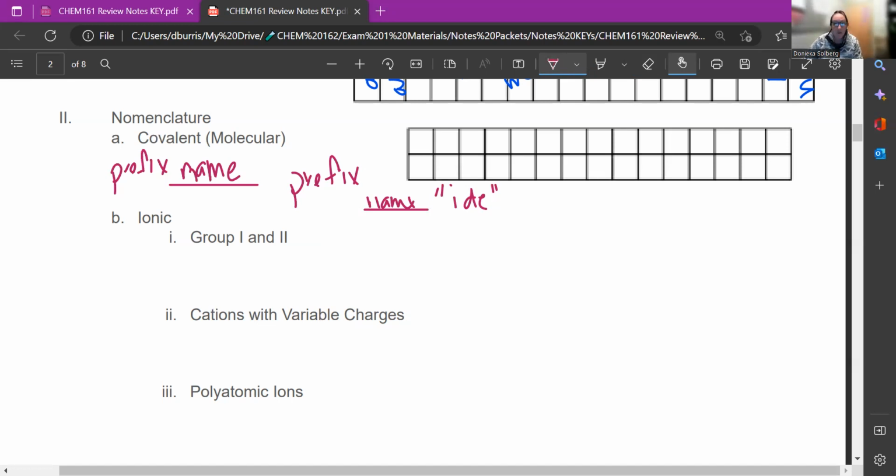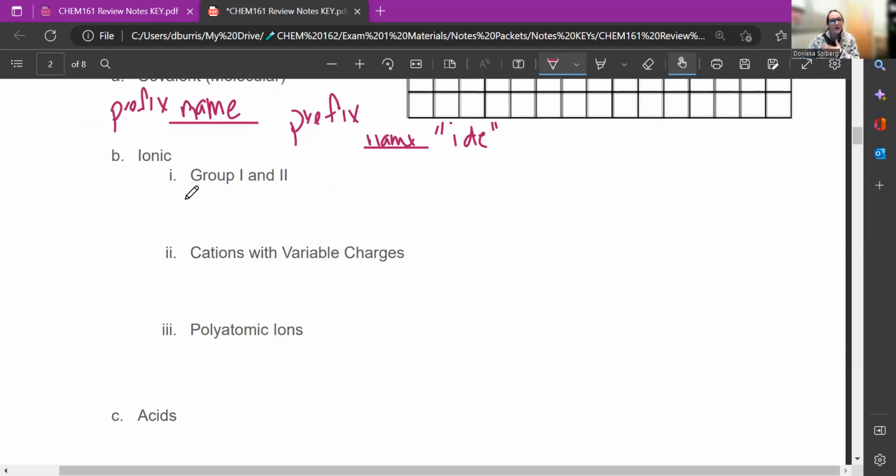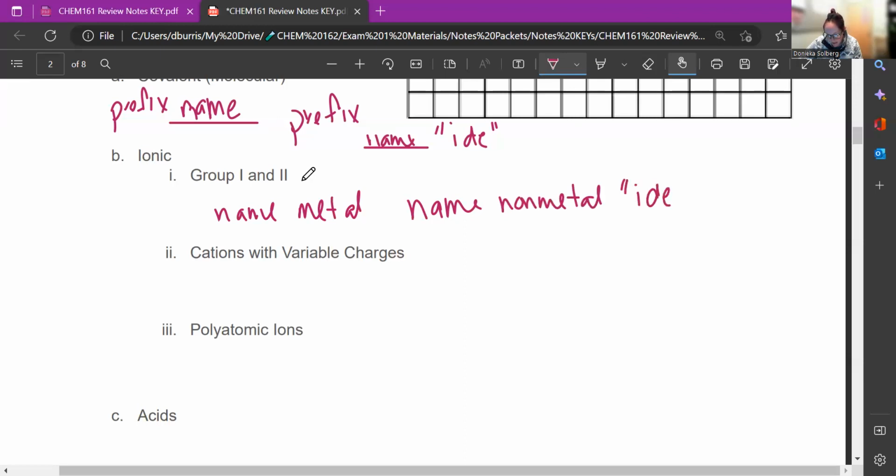Okay, now ionic compounds are the ones that people usually struggle the most with because there's different naming schemes that you have to use for different groups. Okay, so if they are in group 1 or group 2, and when I say that, I mean group 1A or 2A, so alkali metals, alkaline earth metals, then you just name the metal, and then you name the non-metal. And then these should also be IDE.